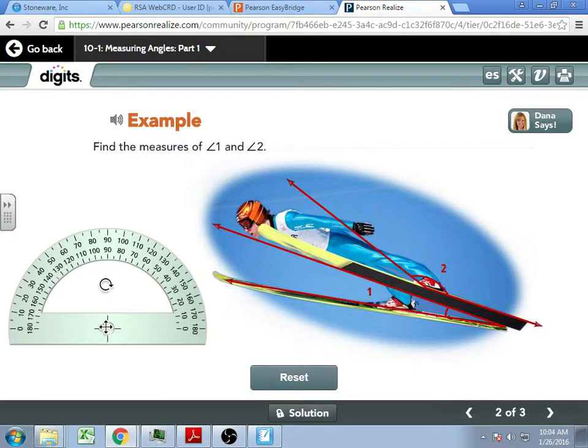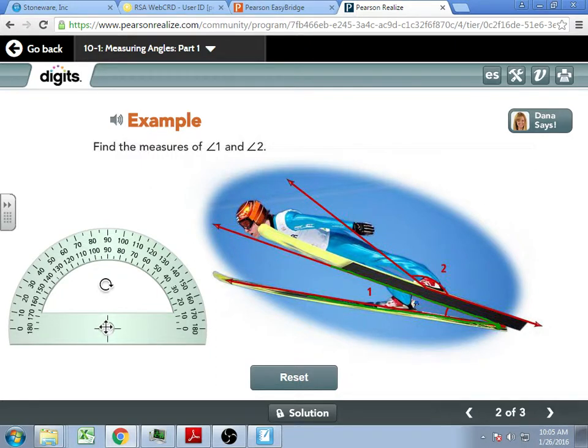So angle 1 is the angle between his skis. It's hard to see on your paper, but it starts back here. Change into green. Starts back here, follows his one ski up, and follows his other ski.